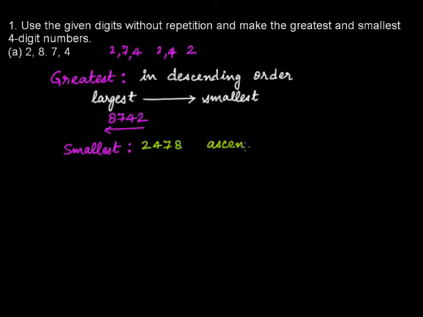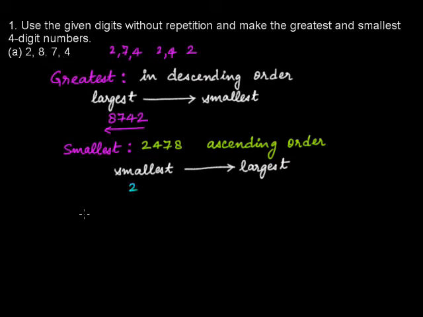Ascending order. What does that mean? Ascending order means first write the smallest digit and go till you get the largest digit. First the smallest one, then the larger one, then again a larger one, and then again a larger one till you get the largest one. So in this case, 2, 8, 7 and 4, which one is the smallest digit? Of course 2.